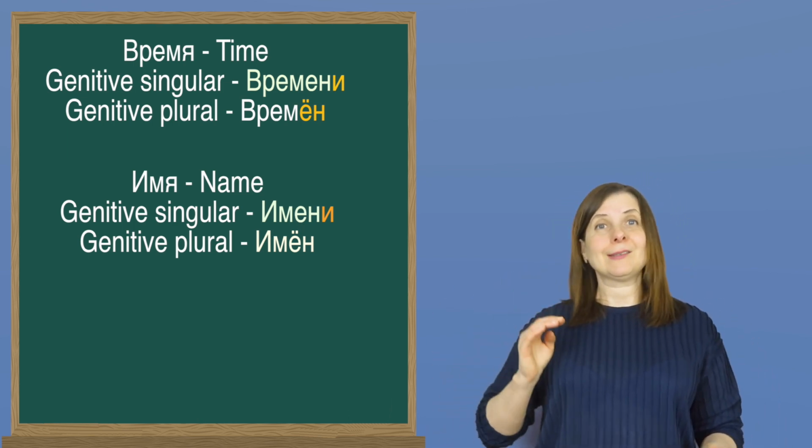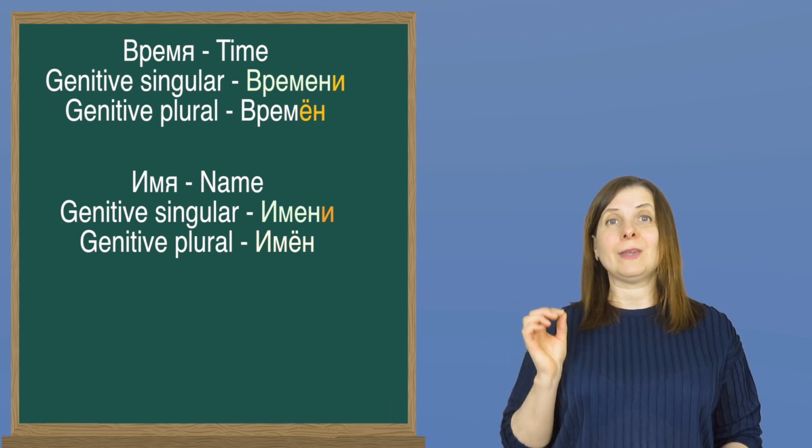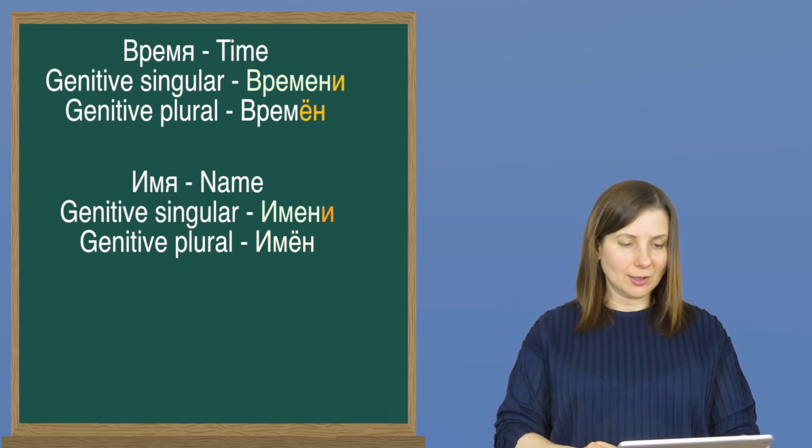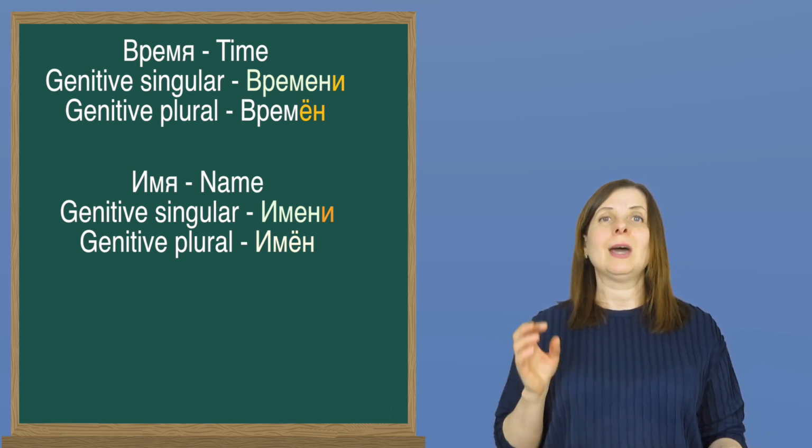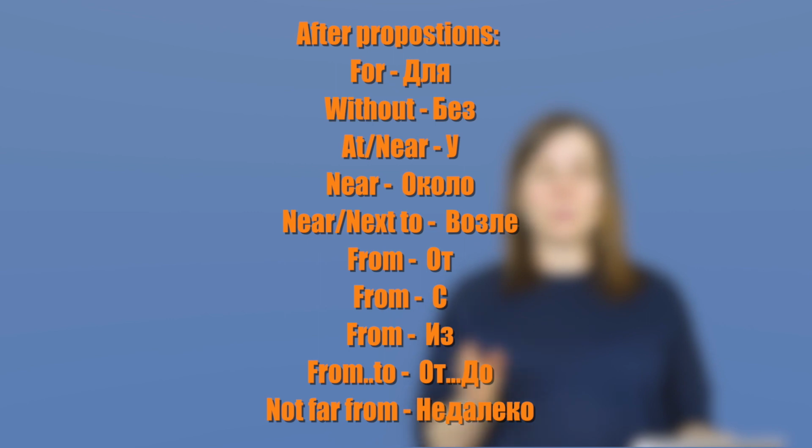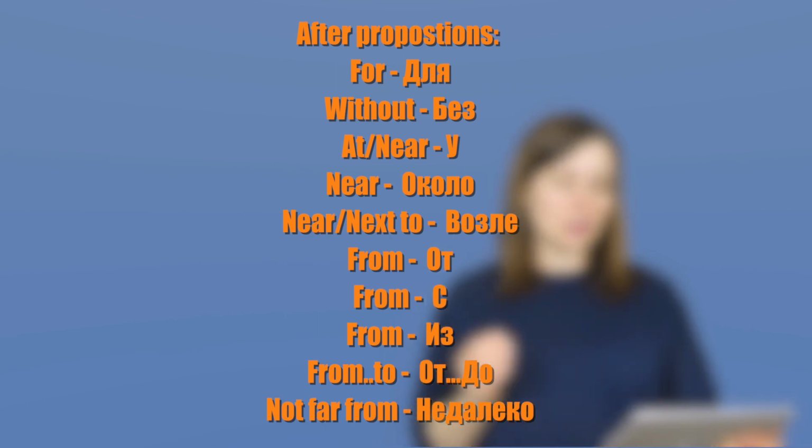So, now let's have a look at another situation when we use genitive. We also use genitive after some prepositions. Because in English it's easy: if you say for my mom, or with my mom, or without mom, it will always be mom, and you just change the preposition. But in Russian, you also have to change the ending of the noun. So after the preposition for, which is для in Russian, we need genitive.